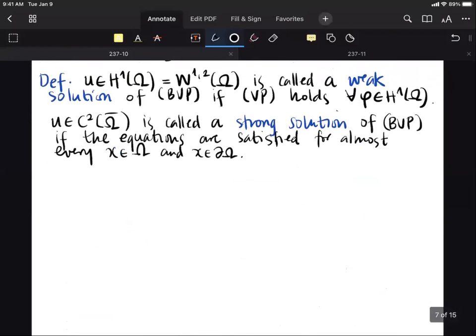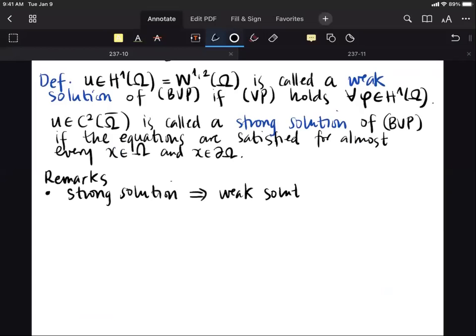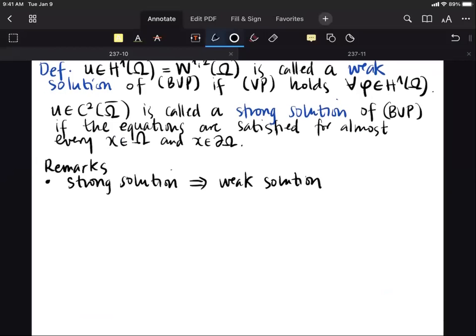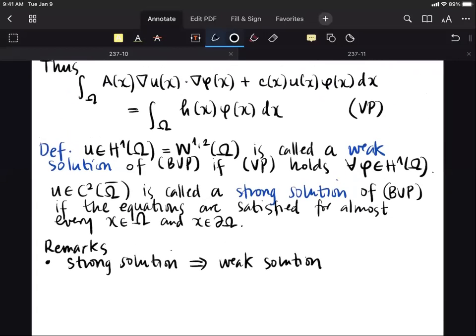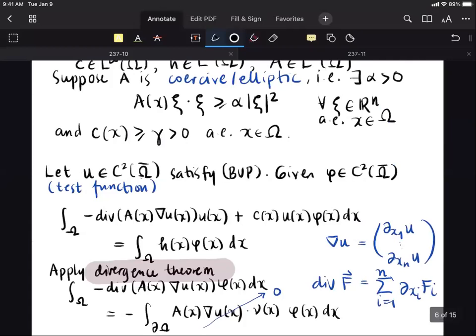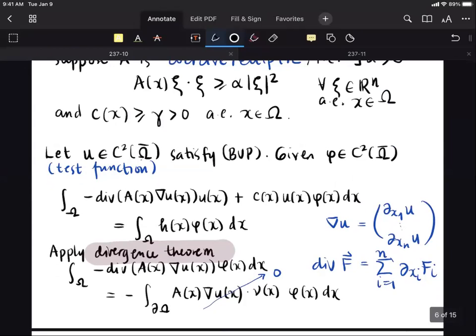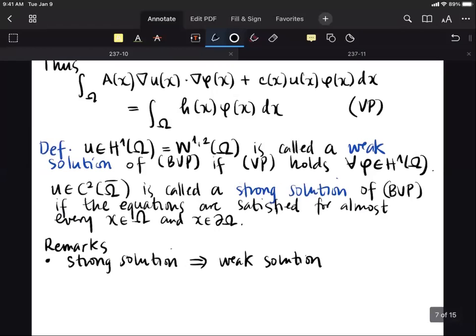So according to our discussion, a strong solution is necessarily a weak solution. So this is what we have established in fact. So starting from a strong solution u in C2, we showed that this variational problem here is satisfied. Therefore, we have a weak solution to our boundary value problem.